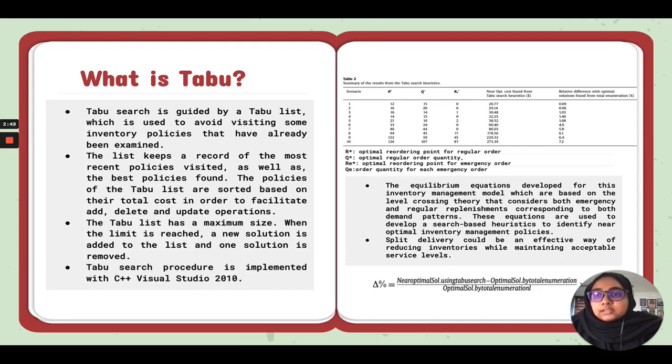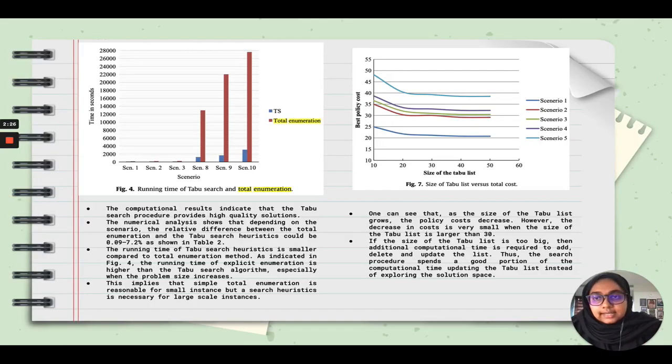The policies of the taboo list are sorted based on the total cost in order to facilitate add, delete, and update operations. The taboo list has a maximum size, hence, when the limit is reached, a new solution is added to the list and one solution is removed. This taboo search procedure is implemented with C++ Visual Studio 2010.